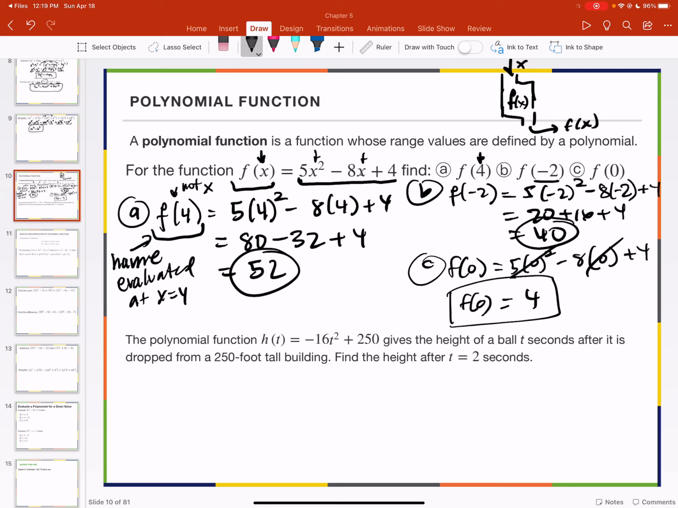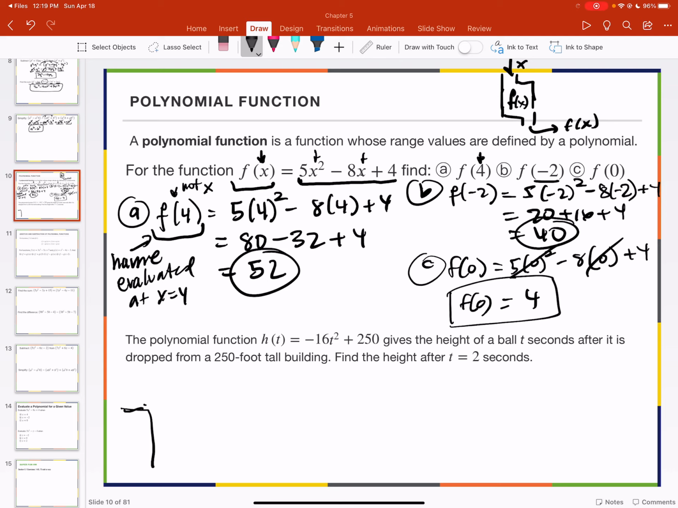The polynomial function h of t is equal to negative 16 t squared plus 250. It gives the height of a ball t seconds after it's dropped from a 250-foot tall building. Find the height after t equals 2 seconds. So if you have this, now, I don't know if you guys ever noticed, this isn't really everyday conversation, but hey, who knows?